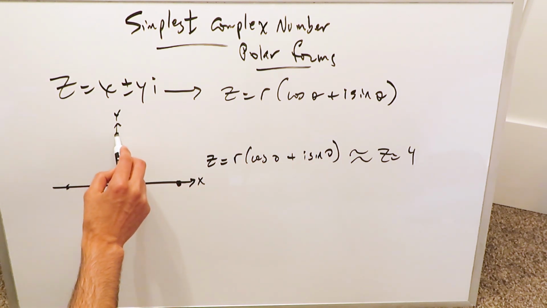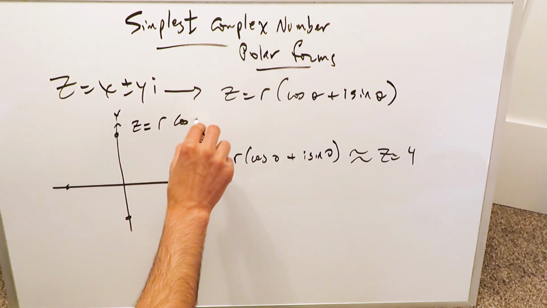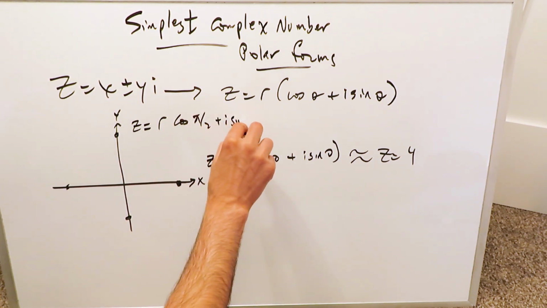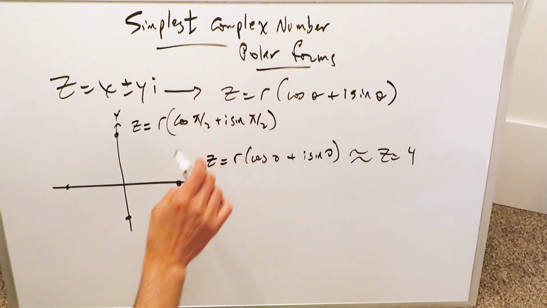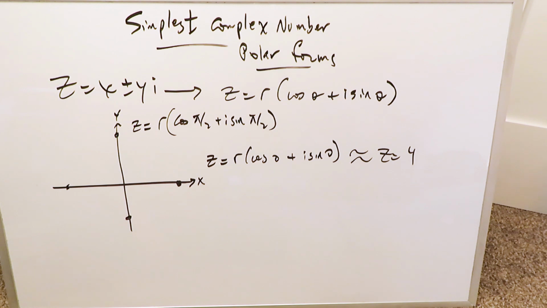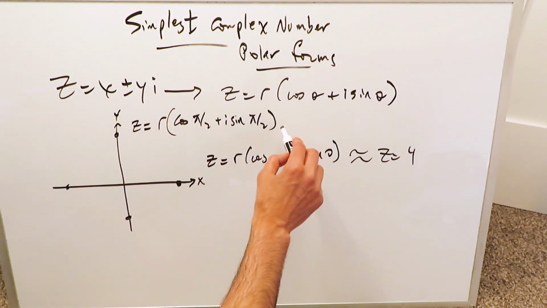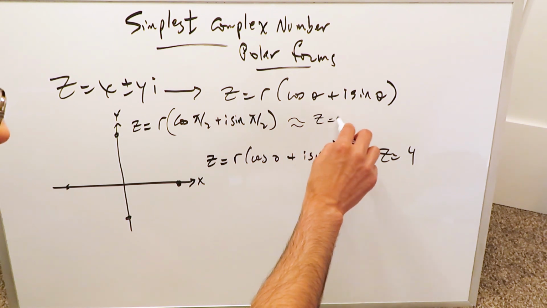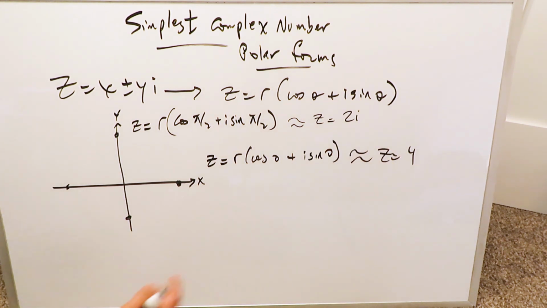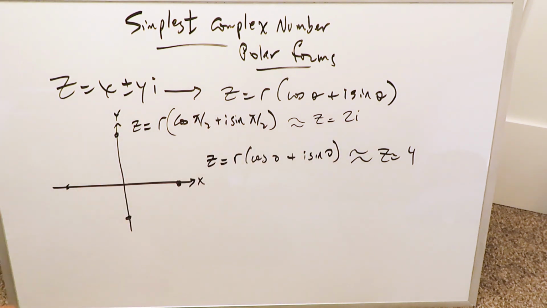A complex number falling on this axis would have the representation z is equal to r cosine pi over 2 plus i sine pi over 2. The exact distance between the origin to the point is exactly your modulus, so you don't even have to do calculating. You just look at that distance and that right there is your modulus. An example of this type would be z is equal to 2i, because the real number component zeroes out but the imaginary number component retains.